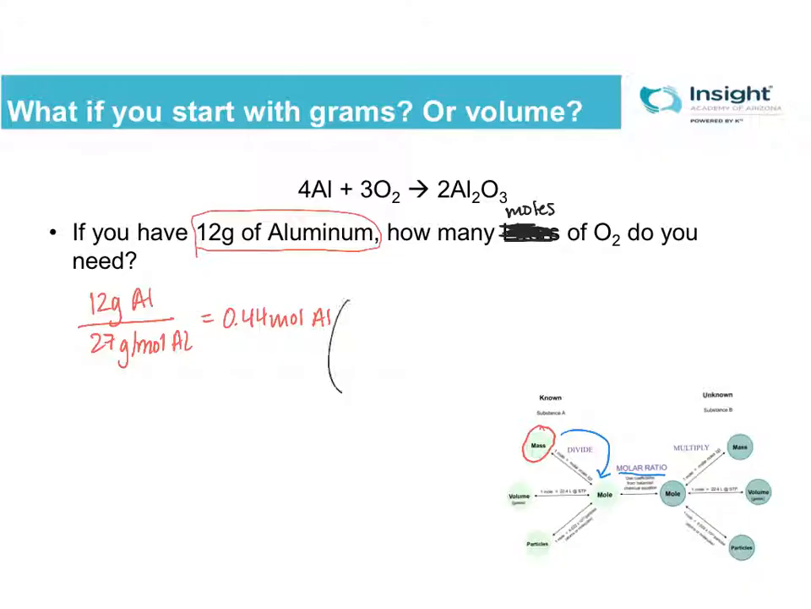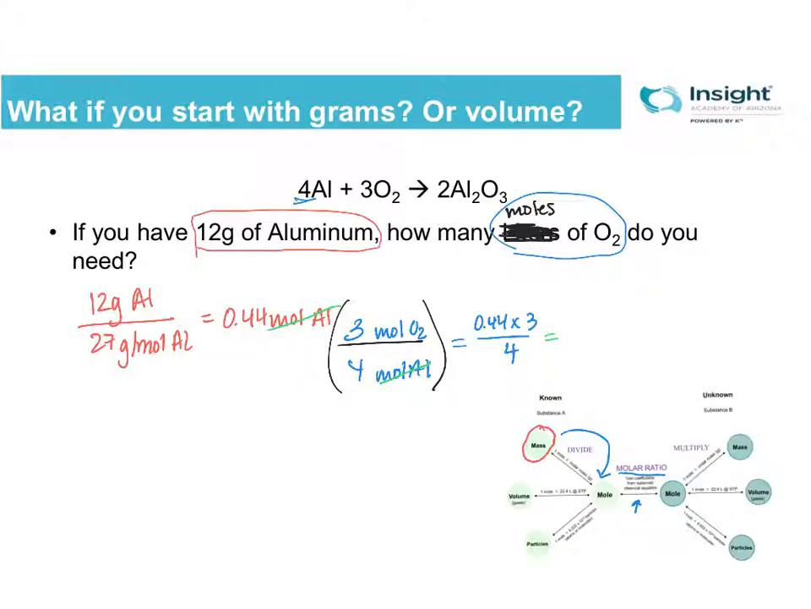Now I'm here, which means I'm at the molar ratio step. So I'm going to set up my parentheses. I'm going to put moles of aluminum in the bottom because I need to cancel that out. The question is asking me about oxygen, so that's what's going to go on top. Then my numbers for the molar ratio come from your balanced equation. There's a 4 in front of aluminum, and there is a 3 in front of oxygen. So that's going to be 0.44 times 3 divided by 4. Moles of aluminum cancel out.